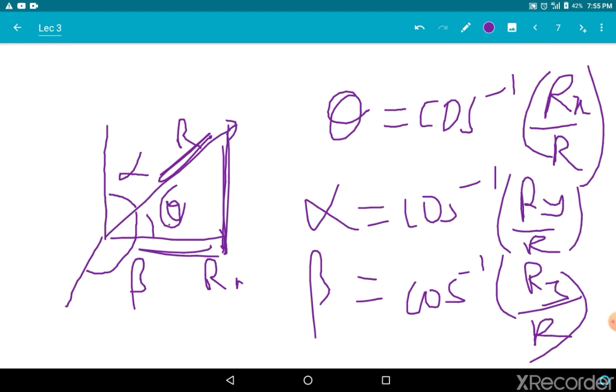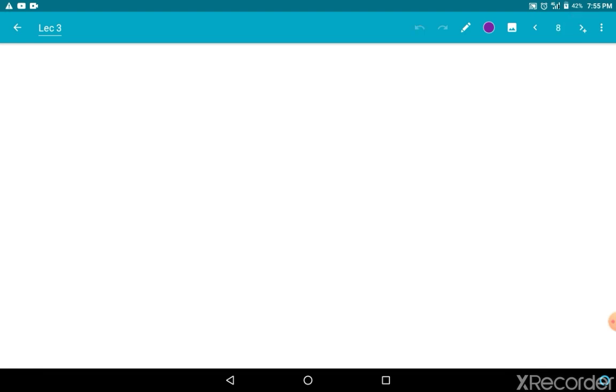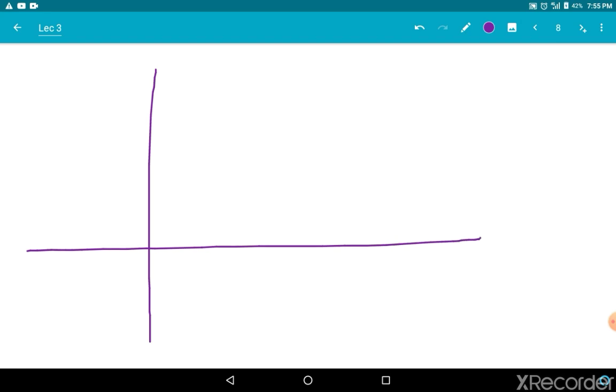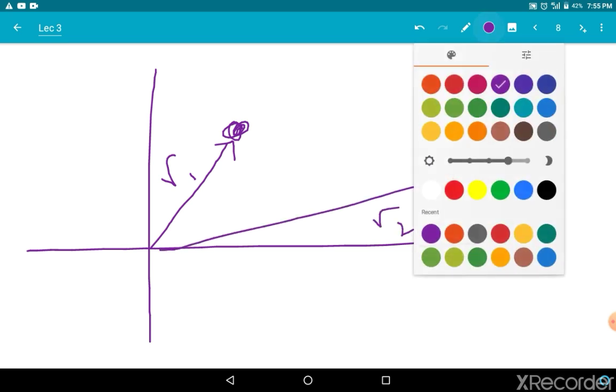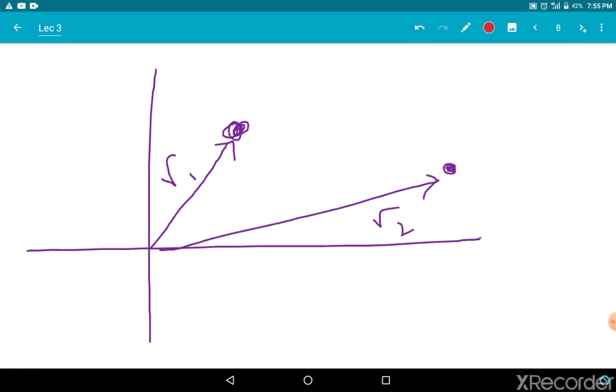Understand this? Now remember the position vector I told you. If there are two position vectors, let's redraw this. Let's say this is one position and this is another position. The position vector of this is r1, and the position vector of this is r2. If I need to find out the displacement between two points, what am I actually doing? Tell me.